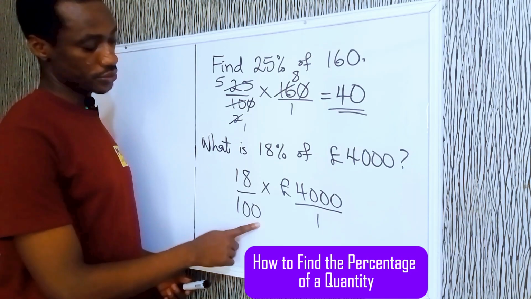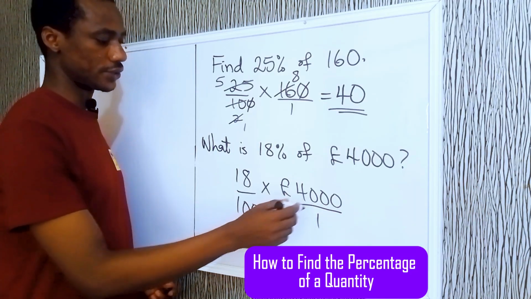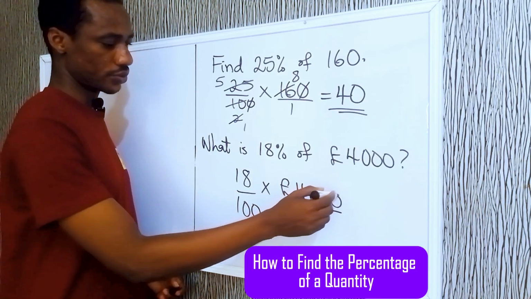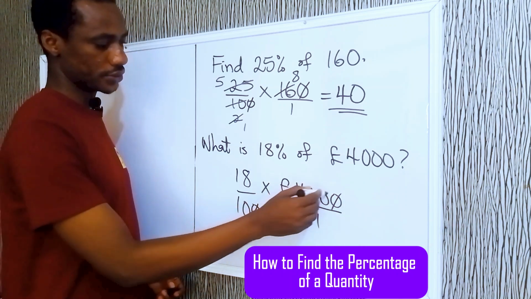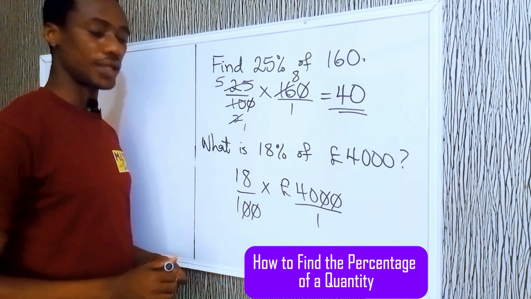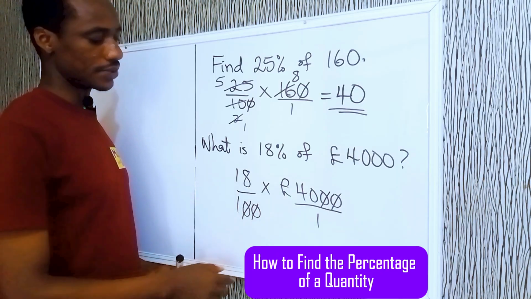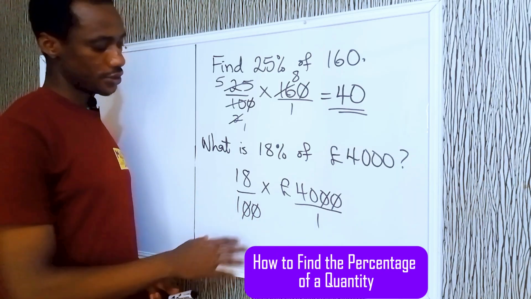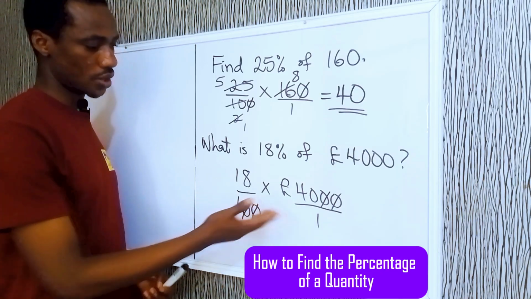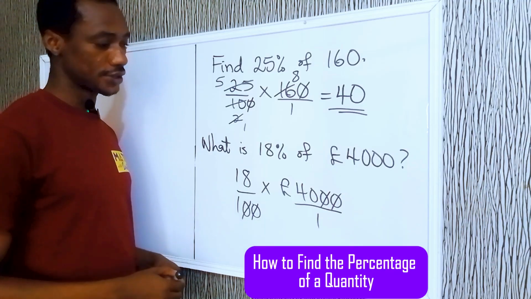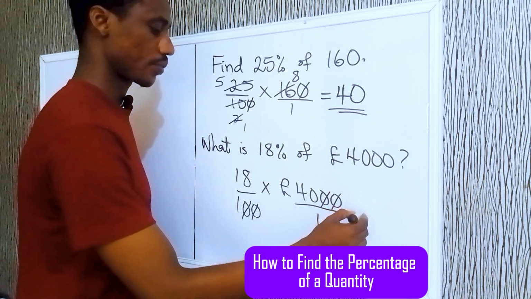So we can see 2 zeros there and 3 zeros. So we can divide by 100. So divide by 10 and then by 10 again, and that's off. So what we have left will be 18 times 40. There's nothing in the denominator, just 1. Okay, so 18 times 40.